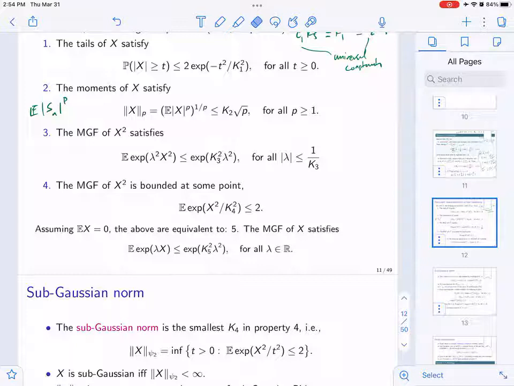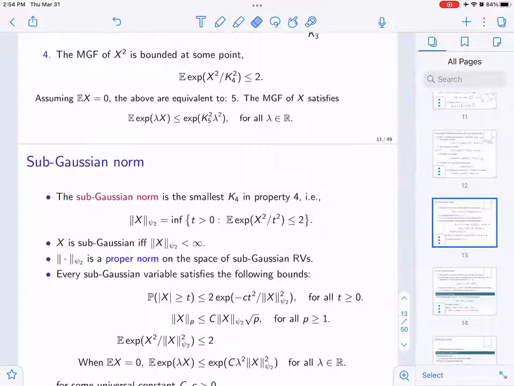The smallest t for which this is less than or equal to 2 is going to be a number associated with that random variable. This is called the psi2 norm, or subgaussian norm, of x. And you can actually show that this is in fact a norm. Just as an aside, you can do this with any of these constants. The smallest k that goes there defines a norm as well, which would be equivalent to this norm.